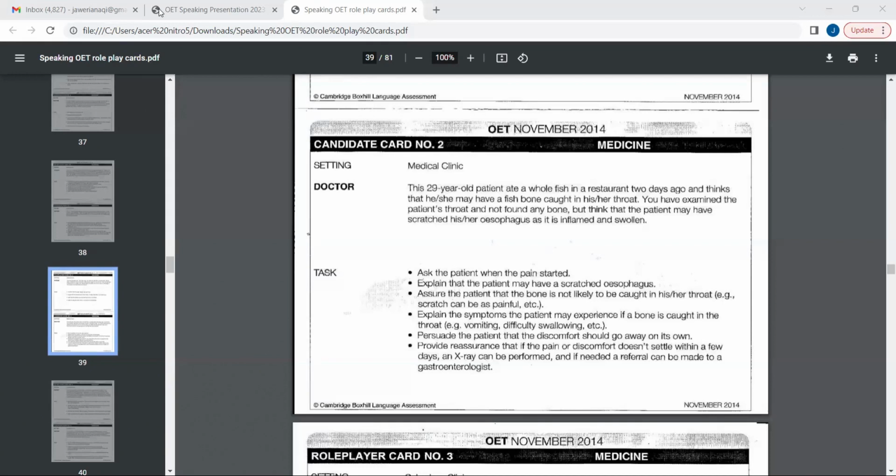So doctor, I went to a restaurant and I had fish, and since then it felt as if there's a fish bone caught in my throat, and my throat feels irritated, and no matter how much water I drink, it just doesn't seem to dislodge. So I'm so irritated, and I came to you finally. Can you please help me, doctor?